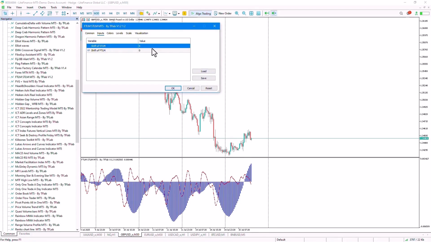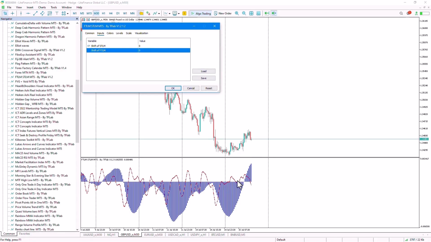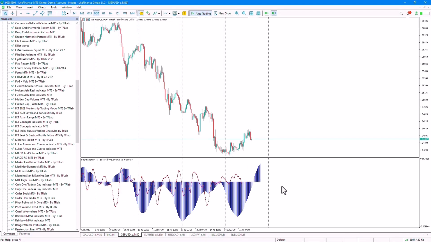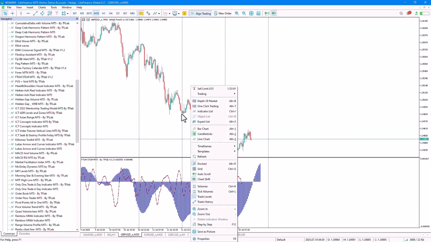And when we enter positive values here, the histogram or line shifts to the right. And when we enter negative values, the histogram or line shifts to the left, moving by the number of candles corresponding to the value we've set here. Here I set the STLM to a positive value of 10, which moves it 10 candles to the right. And I set the FTLM to a negative value of 10, which moves it 10 candles to the left. As we can see here, the histogram has moved 10 candles to the right, and the line has shifted 10 candles to the left.